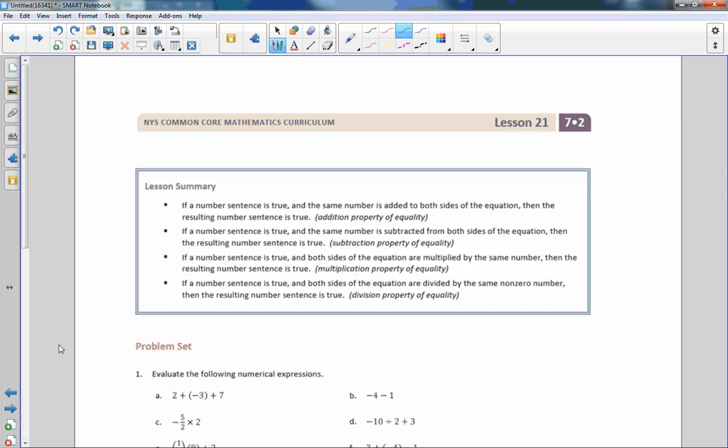Okay, that is the end of lesson 21. Review the lesson summary and go do your problem set.